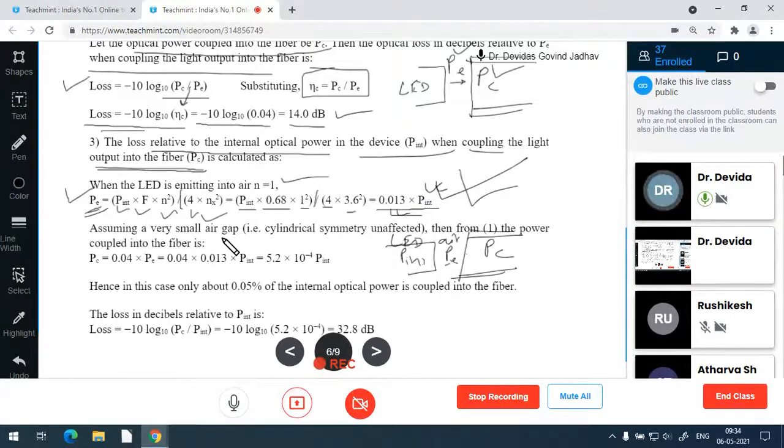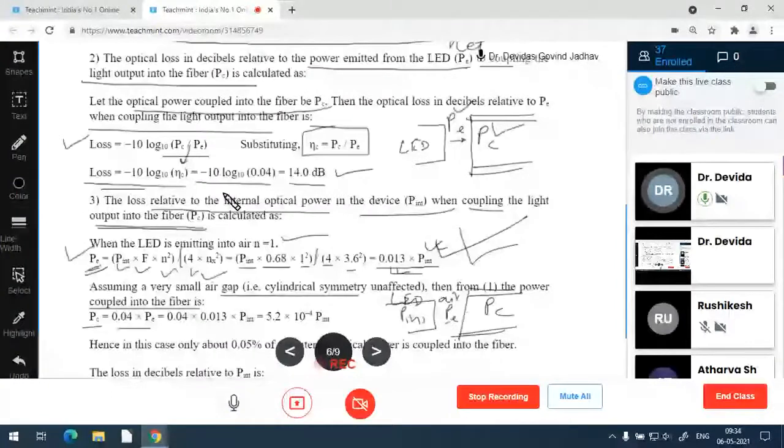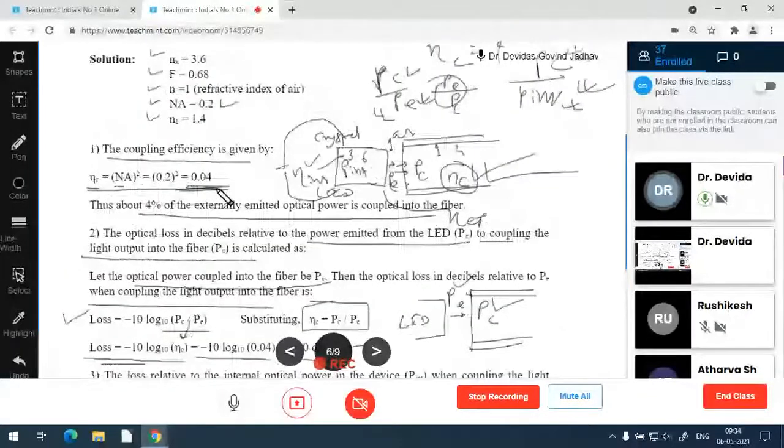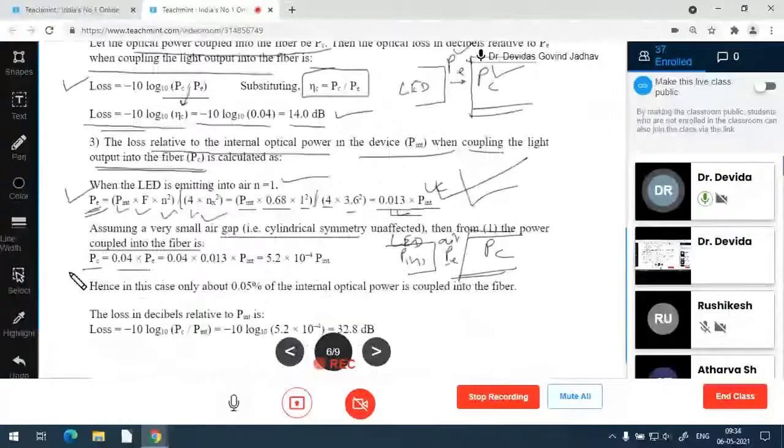So assuming very small air gap, we can have the coupled power into fiber as PC equal to 0.04 P, isn't it? PC is 0.04 P. So this we have calculated. Eta C is 0.04. If eta C is 0.04, what is eta C? Eta C is nothing but PC upon P.